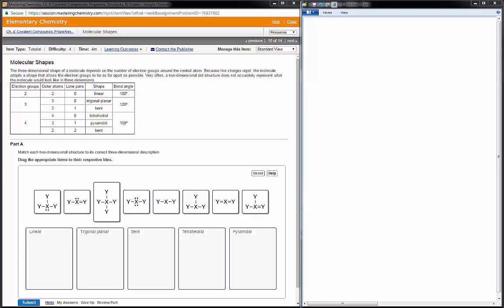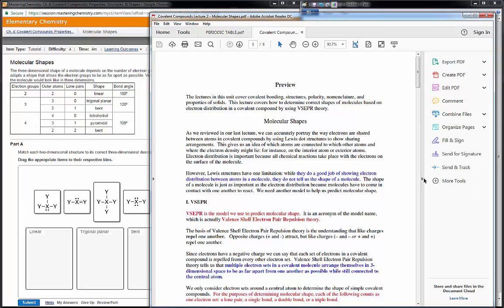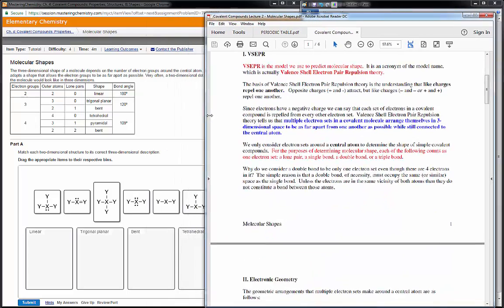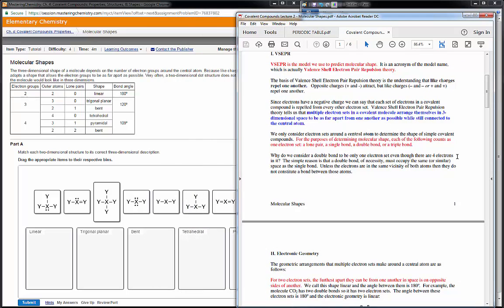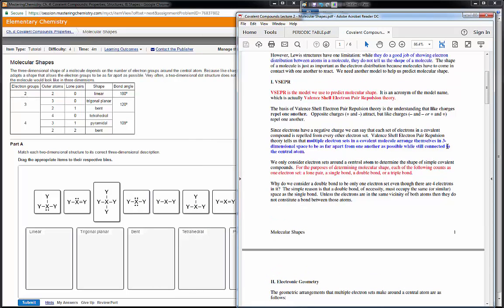And this is important because although Lewis dot structures are really good at helping us see and understand how electrons are distributed, they are not so good at showing us what the shape of those molecules are. And that's going to be important for predicting things like molecular polarity, intermolecular forces, and physical properties. So the theory that we're looking at here is called valence shell electron pair repulsion theory, or VSEPR.